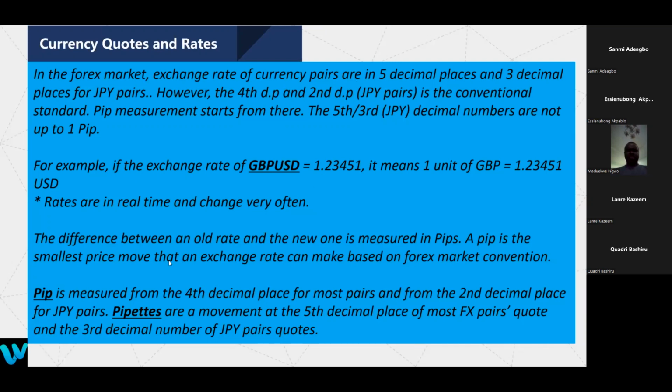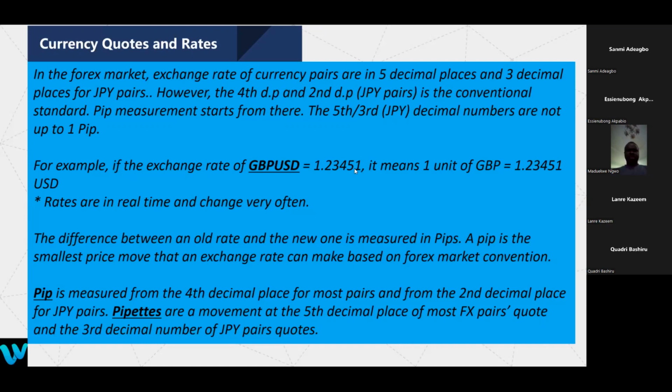So a pip is the smallest price move that an exchange rate can make based on Forex market convention. And the pip starts from the 4th decimal place. You start your pip counting from here, leaving the last one. That means the last one is not up to 1 pip. If it is 1, that's 0.1 pip. If it is 2, that's 0.2 pip. If it is 3, that's 0.3 pip and all that. So the pip starts from here, like this 5 pip. This one is like 40 pips, then 45 pips, 345 pips, 2,345 pips, 12,345 pips. This is not up to 1 pip.